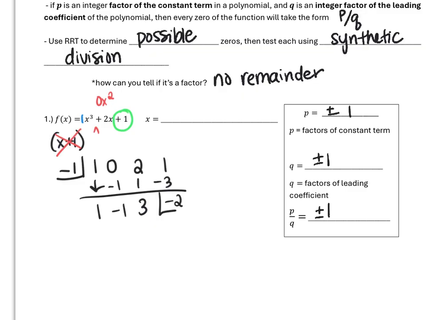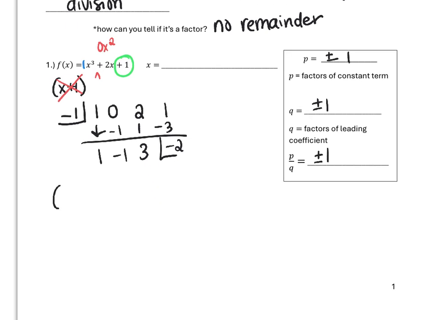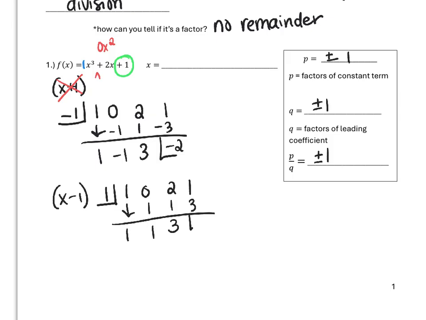We did x plus 1, so let's try x minus 1. We've got 1 in our box, then 1, 0, 2, 1. Bring down the 1. Again, we get another remainder. So neither 1 nor negative 1 is a rational root, so we are going to say no rational roots. You won't see this happen very much, probably ever again in this class. You're always going to find at least one rational root, and then you can find other ones other ways.